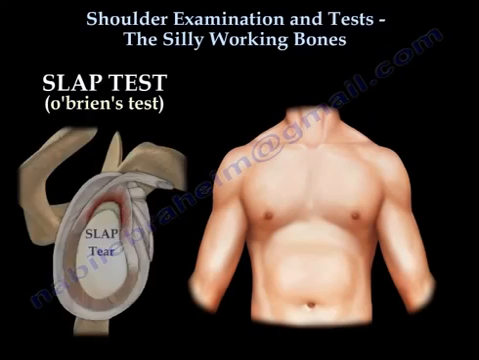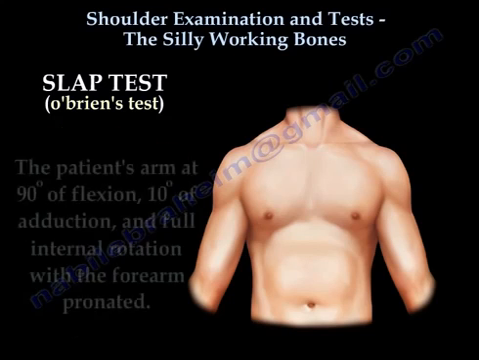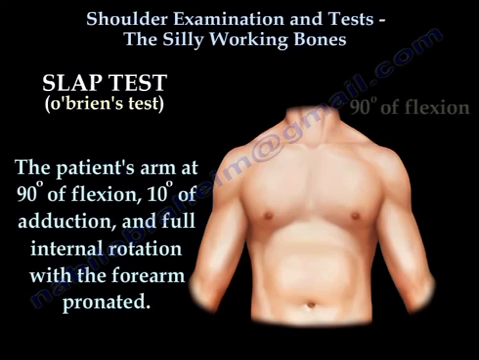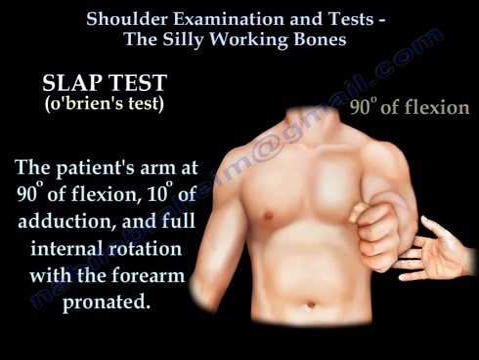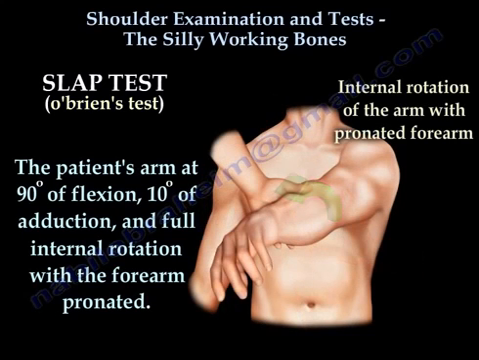Slab test, the best test, is called the Ebraheim's test, and it is done for a real lesion called the slab tear lesion. The patient's arm is at 90 degrees of flexion, 10 degrees of adduction, and full internal rotation with the forearm pronated.